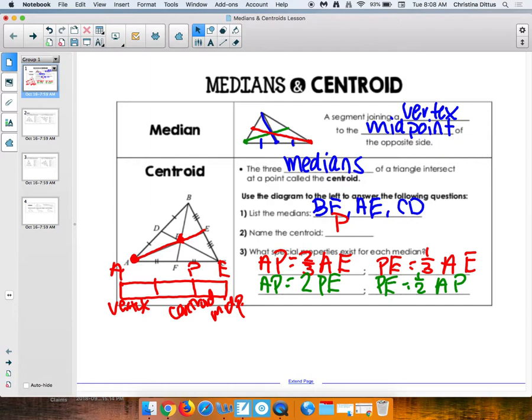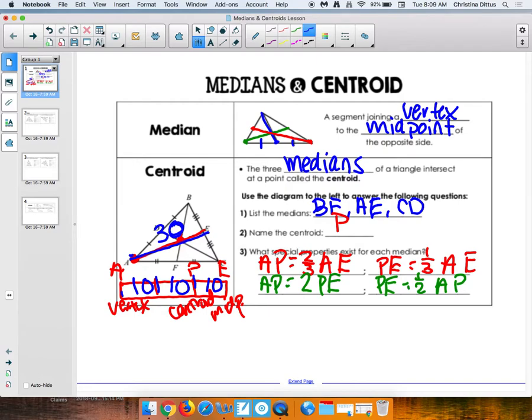Okay, so let's throw in some simple numbers. Let's say I told you the whole line AE was 10. I lied. How about 30? So if the whole line is 30, I need to break it into 3 equal parts. How much is going in each box? 10.